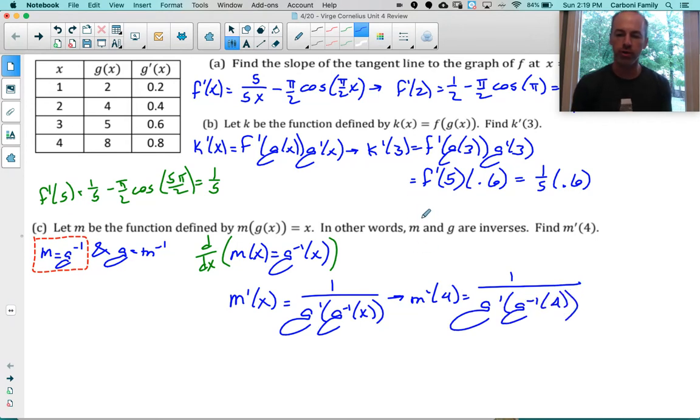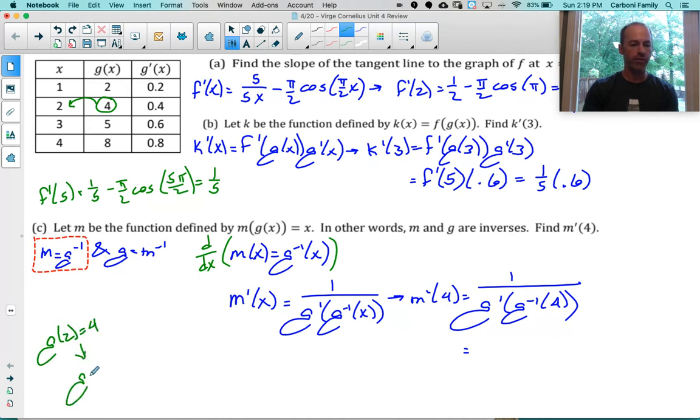And now we start pulling that off the table. For g inverse of 4, that means you read the table backwards. You're looking for where g is equal to 4, and that happens at 2. So because g of 2 is equal to 4, we can conclude that g inverse of 4 is equal to 2. So this is going to be 1 over g prime of 2. And g prime of 2 is 0.4. So we get 1 over 0.4. And I'm going to stop right there. I'm not going to try to clean that up. I don't see any need.